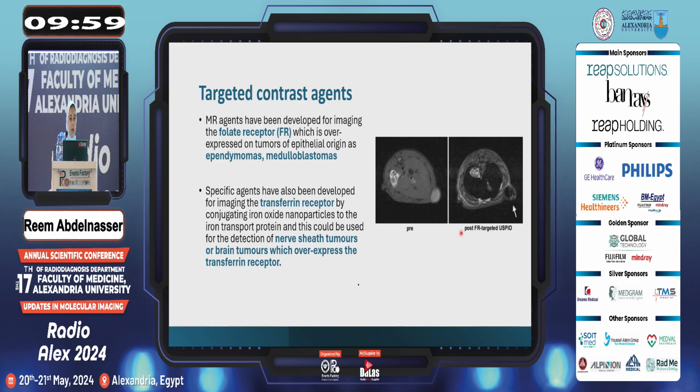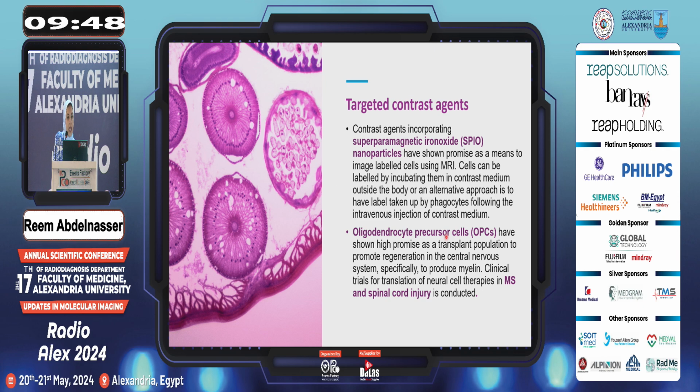This image is of a post-folate receptor targeted iron oxide. It shows marked suppression in the signal of an adenocarcinoma that was present in a rat model in the soft tissue. Other uses of targeted contrast agents, specifically the superparamagnetic iron oxide nanoparticles, is to image labeled cells using MRI. The cells will be labeled by incubating them in a contrast medium outside the body, or an alternative approach is to have the label taken up by phagocytes following the intravenous injection of contrast medium.